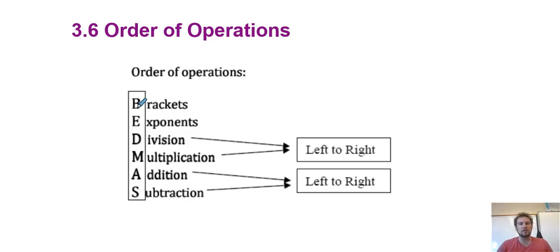Right, so the acronym that we use to help us remember order of operations is BEDMAS. And what BEDMAS stands for is brackets, exponents, division, multiplication, addition, and subtraction. Now, what you'll notice here is that I've got a couple of arrows saying that division and multiplication, we group those together, right? It's not that we do division first and then multiplication. What we do is we do them at the same time, but we do them from left to right. And the same thing with addition and subtraction. It's not that we do addition and then we do subtraction. We do them at the same time, but we do them from left to right.